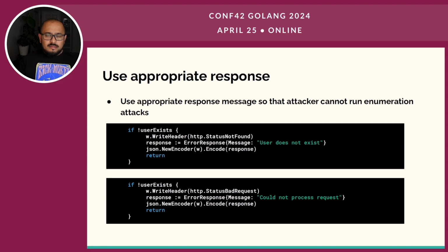The next thing that it's good to do is use appropriate responses as part of the API response. Let's see an example here. In the above example, if the user doesn't exist, we say the user doesn't exist, right? However, with this error message, the attacker can enumerate whether the user actually exists on the system or not based on the response. Instead of explicitly saying whether the user exists or doesn't exist, it's good to have a generic response for everything, so that a malicious actor cannot run enumeration attacks.